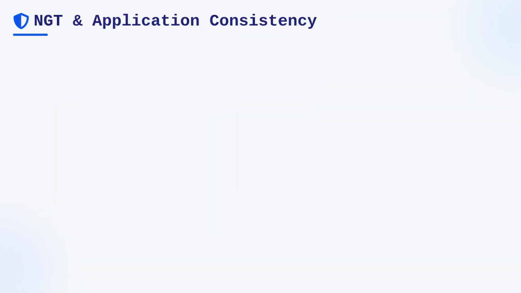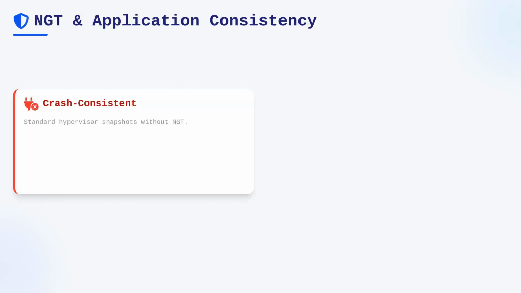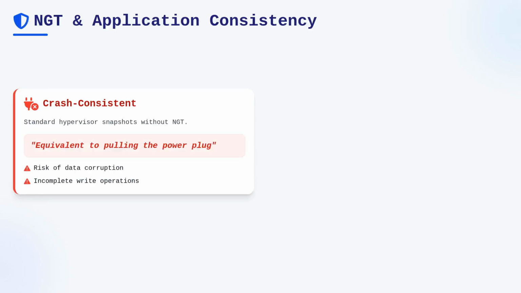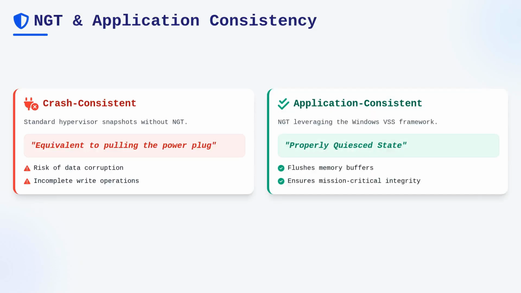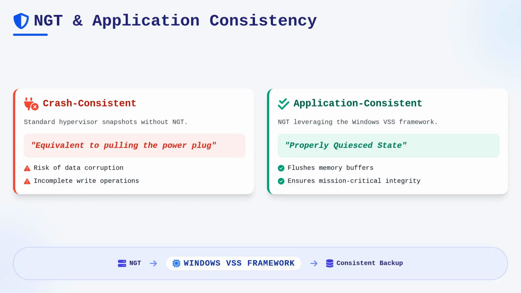One of the most critical advantages of installing NGT is its support for application-consistent backups through VSS, or the Volume Shadow Copy service. In a typical backup scenario, taking a snapshot at the hypervisor level might lead to crash-consistent data, which is essentially the digital equivalent of pulling the power plug on a running server. While crash-consistent snapshots are often sufficient for simple workloads, databases and transactional applications require a properly quiesced state to ensure data integrity. NGT communicates with the Windows VSS framework to flush buffers and complete pending write operations before the snapshot is taken, ensuring the backup is truly application consistent.